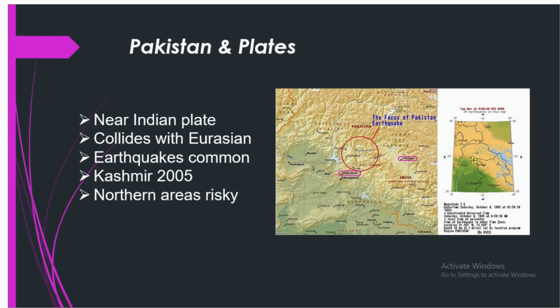Pakistan and the plates. For example, near the Indian plate, collision and erosion types have been observed. Earthquakes here are common. For example, in Kashmir in 2005, the northern areas are very much at risk from plate tectonic behavior.